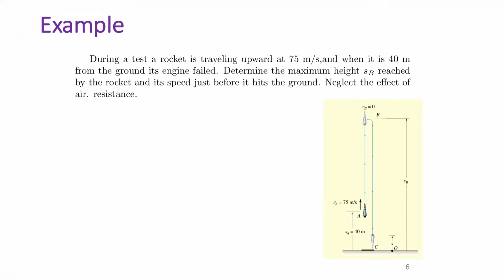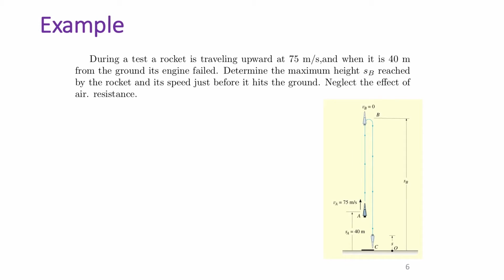Now, let's have this example. As I mentioned in the beginning of the session, in this example, during a test, a rocket is traveling upward at a 75 meter per second velocity, and when it is at 40 meters, look downward over here, that's 40 meters, the engine failed.